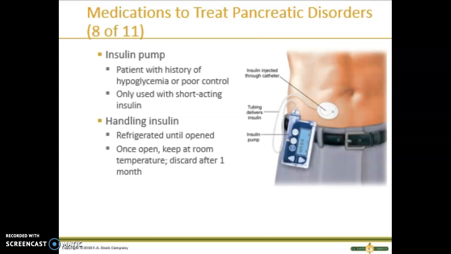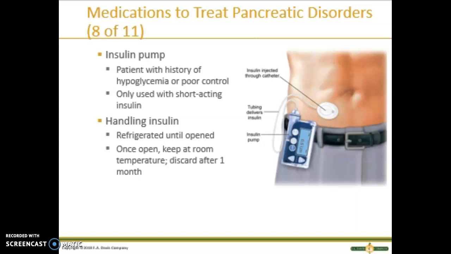Insulin should be refrigerated until the vial is opened. This extends the shelf life from 1 to 2 years if it remains refrigerated. After being opened, the vial should be kept at room temperature, and this helps to avoid painful injections, but it must be discarded within 1 month once it's opened and left at room temperature. It's also important to avoid temperature extremes, because if the insulin is exposed to extreme temperature changes, then it will be damaged.